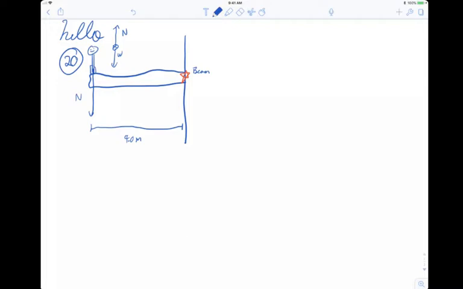There's also the beam itself. Its weight pulls down on the middle, and so we need to know where the center of mass of the beam is, because that's essentially where all the weight's being felt. The center of mass is the average.